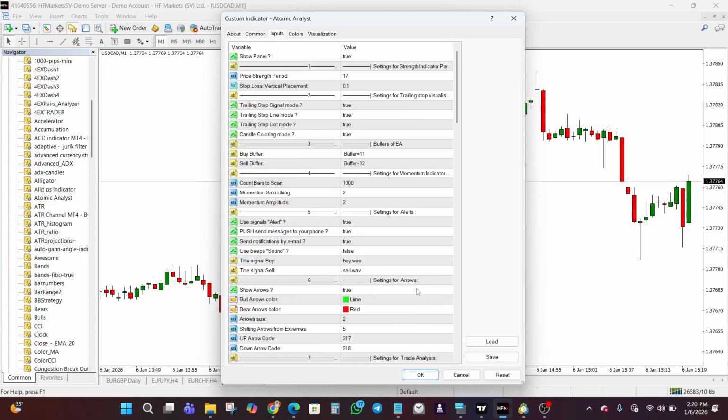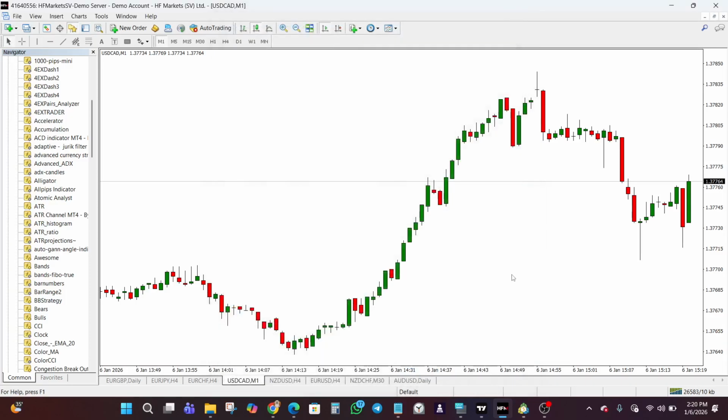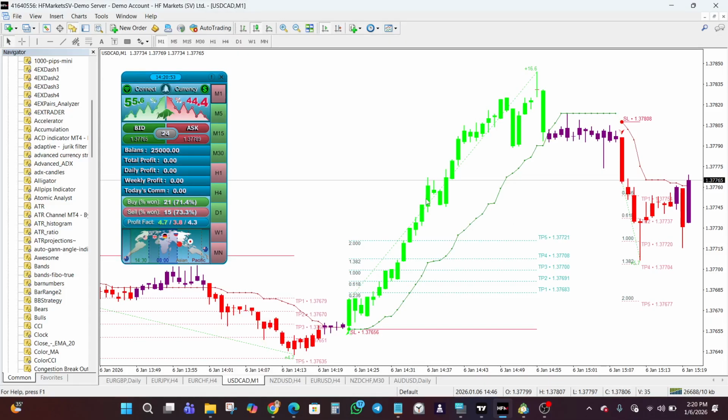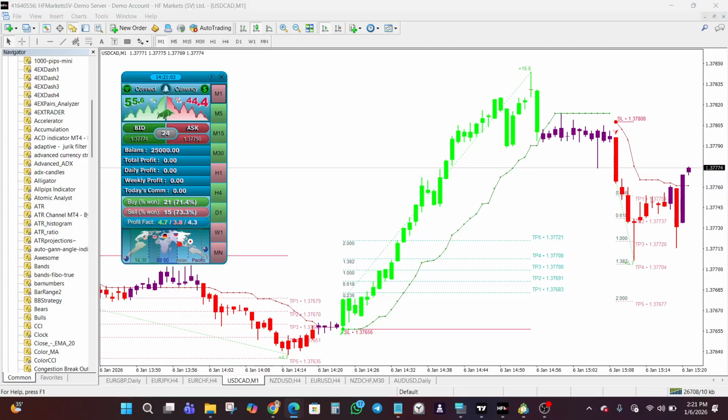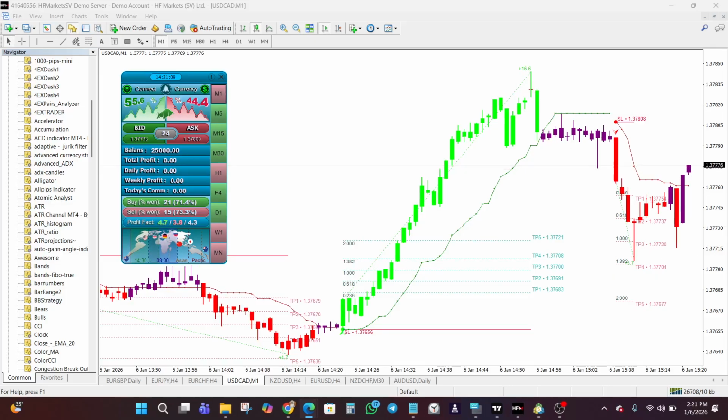Okay, now this is how the indicator looks like. As you can see, it's quite a detailed indicator, right? It looks a bit complex, but you can see that it's quite straightforward. Okay, it provides valuable information on the chart, several information. It helps you to take your market analysis to the next level.